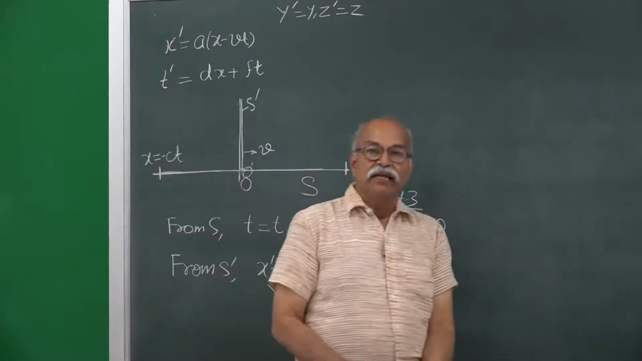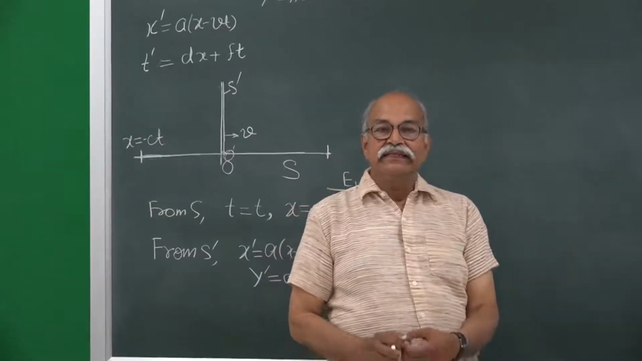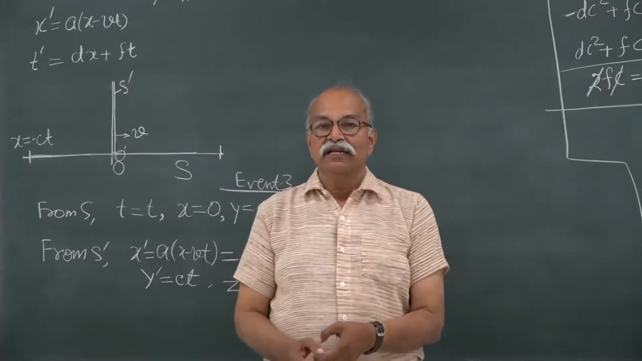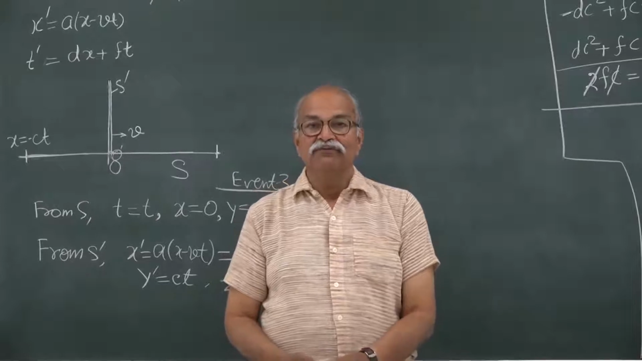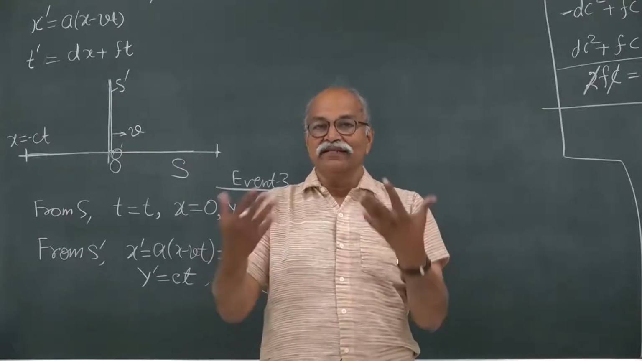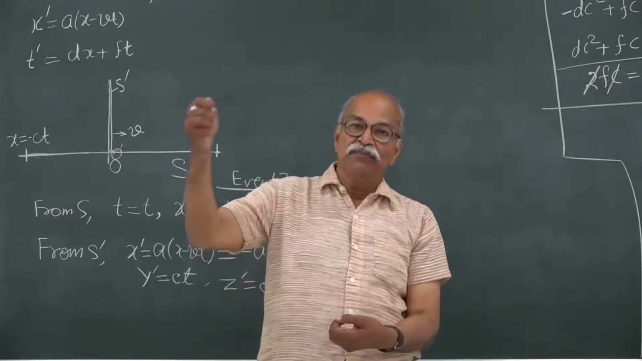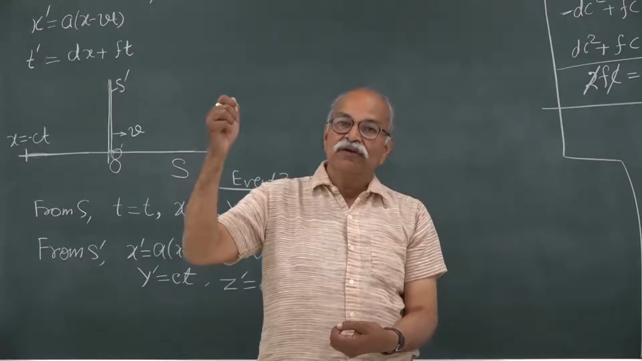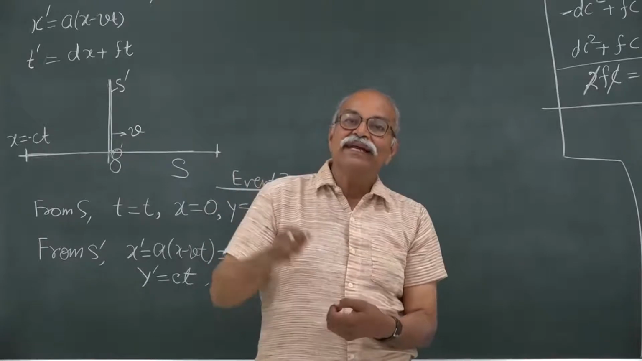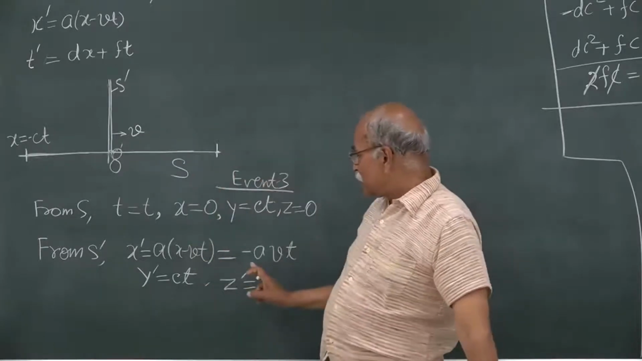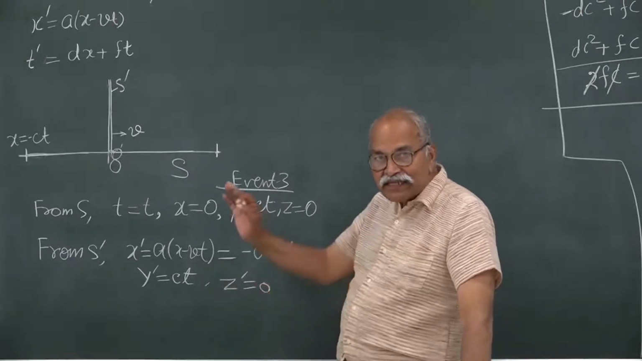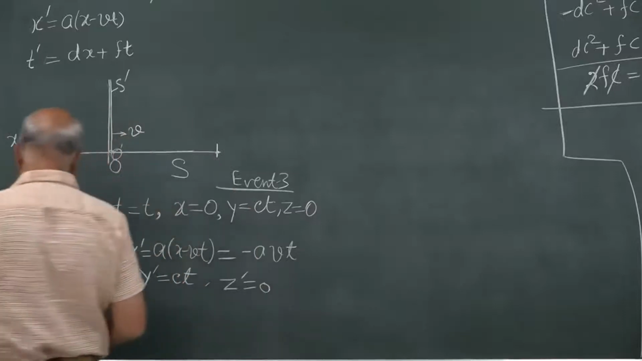So, in S prime, what is the distance travelled by this pulse, by this radiation after emission? Emission was at the origin O prime. From there it started, and now it has reached a point x prime, y prime, z prime at time t prime. So, what is that distance? X prime is here, y prime is here, and z prime is here.